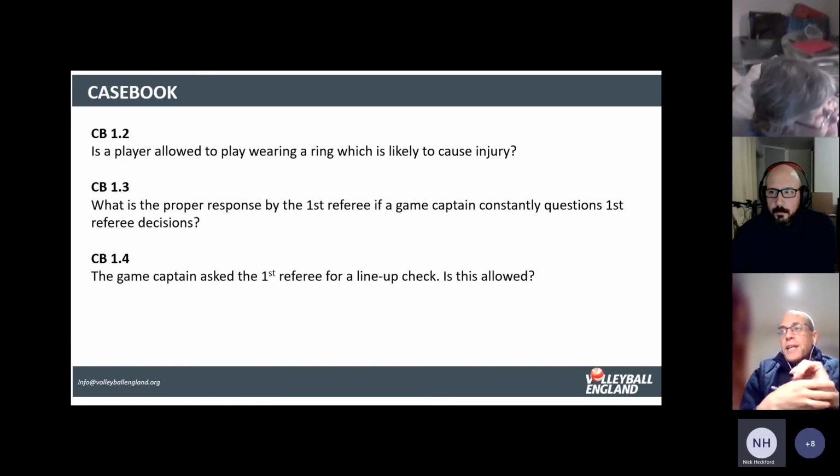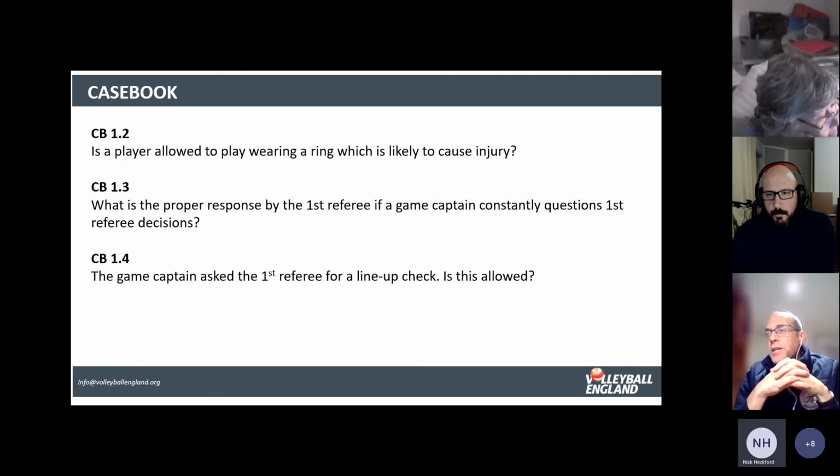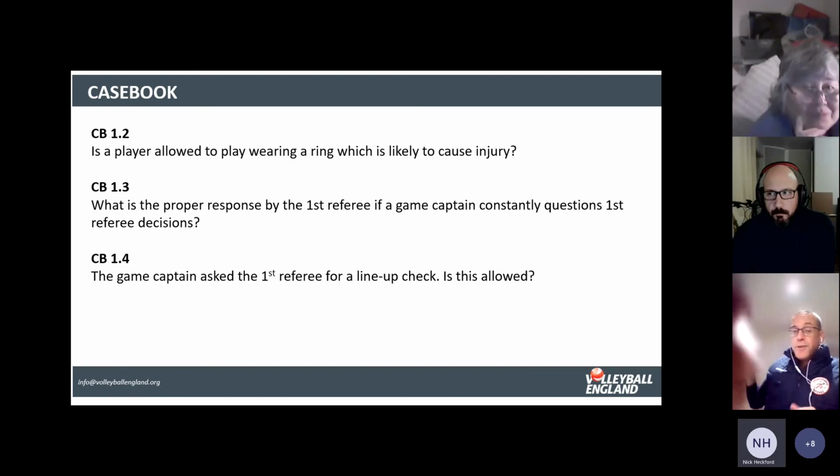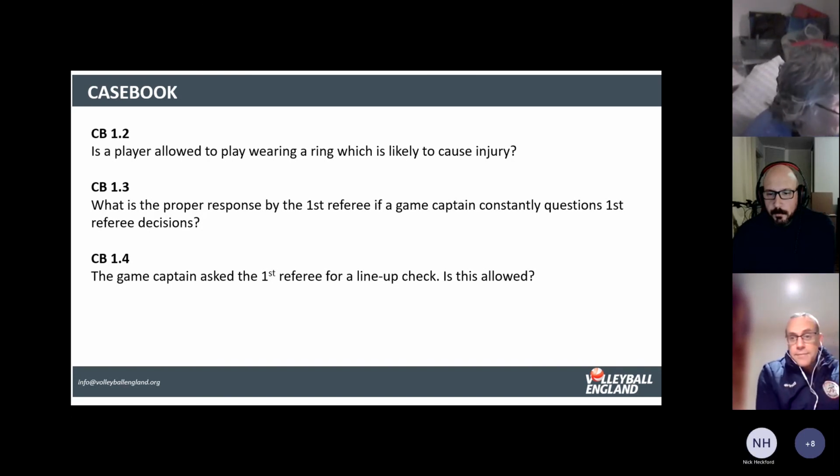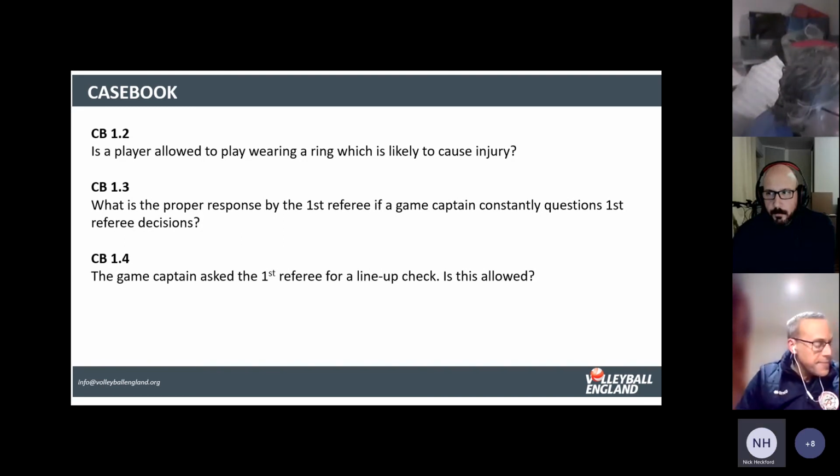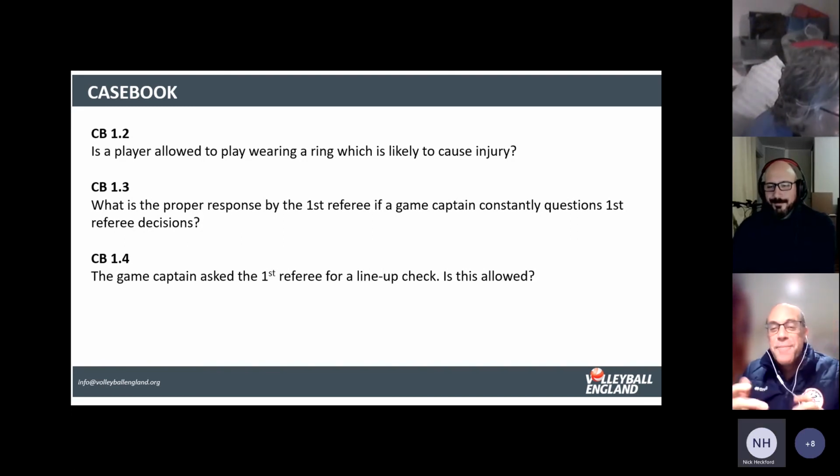So casebook 1.3 then. What is the proper response by the first referee if the game captain constantly questions the first referee's decision? And I shall get the actual FIVB response ready. So who's got their hand up? Giorgio? My hand up was for question number 1, but I can answer question number 2 as well. But sorry, going back to question number 1.